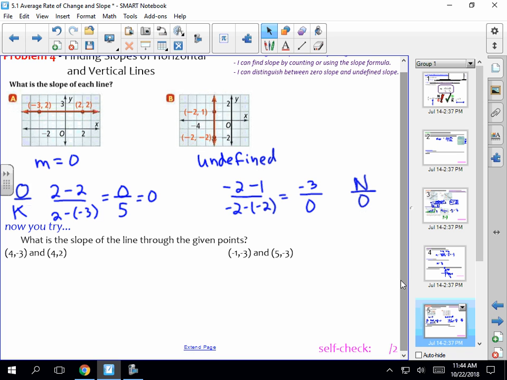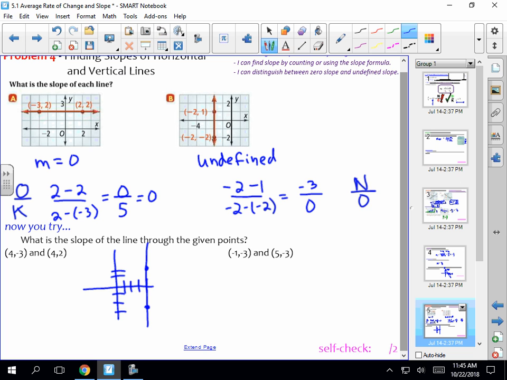So what is the slope of the line through the given points? I think you could probably tell which graph this goes with. If I have 4, -3, and 4, 2, this goes back to my last chapter. This is one point on top of the other. What slope is that going to represent when I have one point stacked on top of another? Is it going to be the 0 slope or the undefined slope? Here's what the picture looks like. It's going to be undefined. Here I have 4, 2, and here I have 4, -3. That's definitely by picture undefined slope.